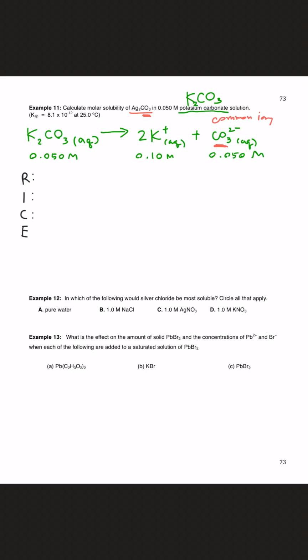So we are going to set up the ICE table of silver carbonate because the question asks about silver carbonate. If you look up the solubility rules, you will see that silver carbonate is going to be an insoluble ionic compound. Therefore, the physical state would be solid. And this solid would slightly dissociate into its ions. So 2 silver ion plus carbonate ion.